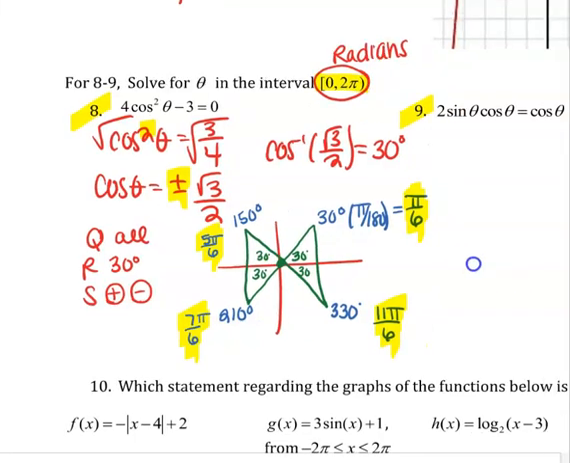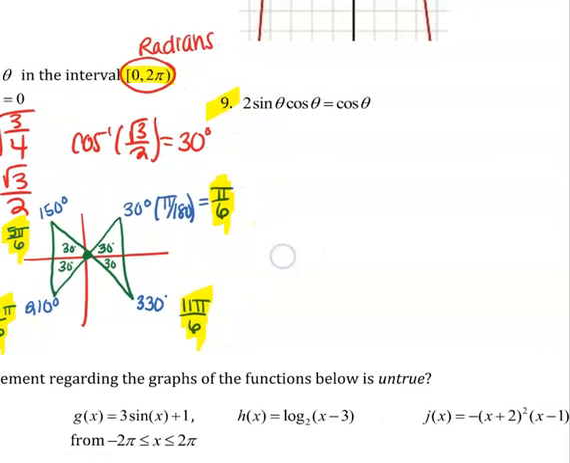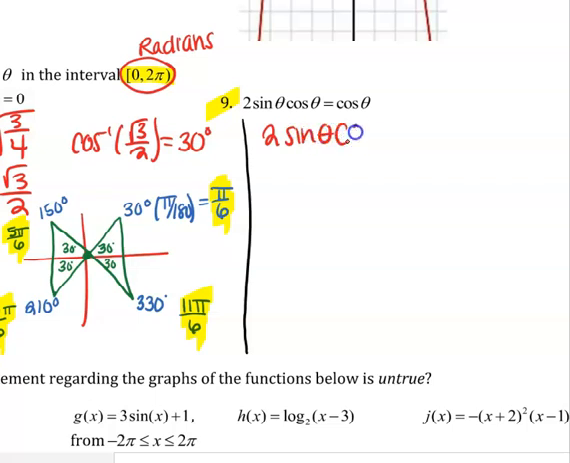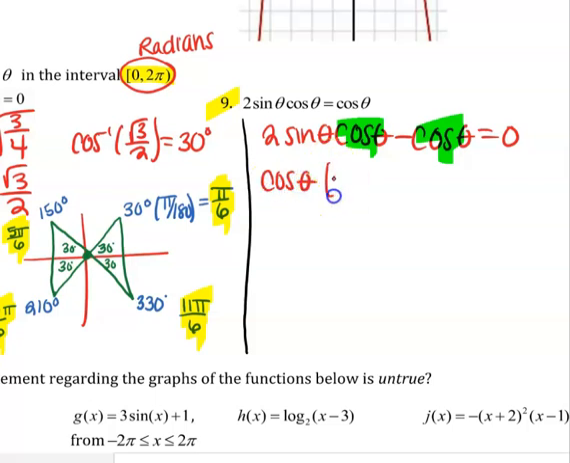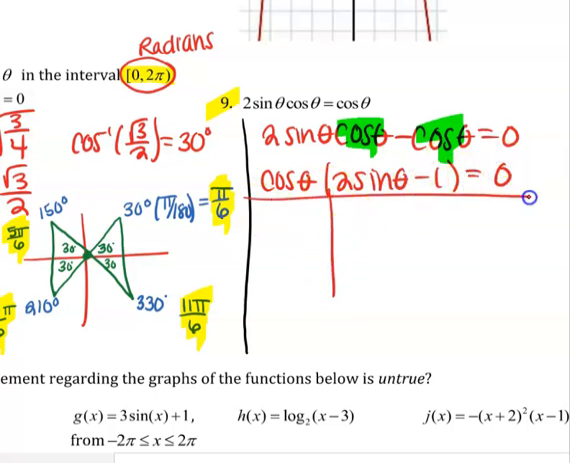So now I'm just going to move over to the right and look at question 9. Okay, so still solving here. Let's subtract over that cosine of theta. Now I'm going to utilize my factoring techniques. I notice a GCF. I can factor out that cosine of theta, and that leaves me with 2 sine of theta minus 1. All right, now let's tee it up. This first part is just saying cosine of theta equals 0.